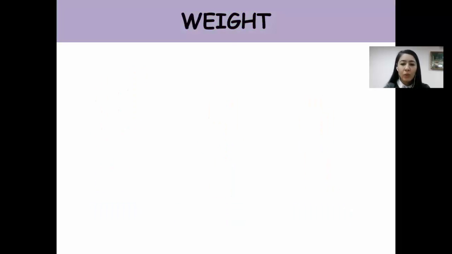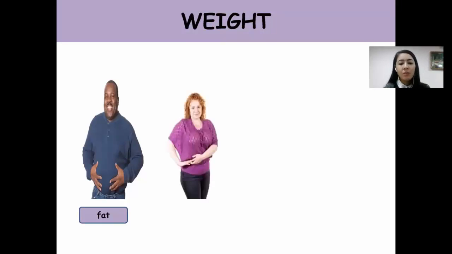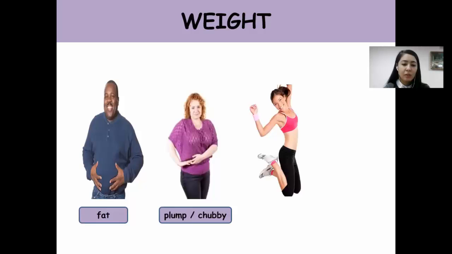And what about weight? Weight is also important. Some people are fat. Sometimes we say obese. And sometimes people are plump or chubby. It means they are not too fat, and not too thin. So it means they are plump.